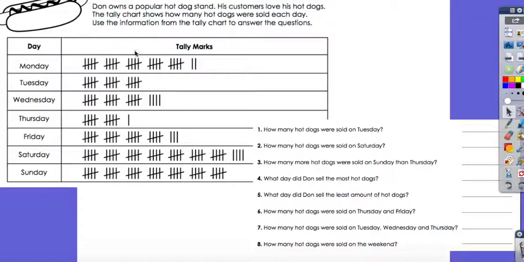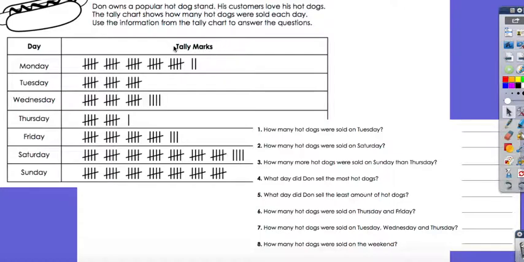So let's look at our tally chart right here. It says, Don owns a popular hot dog stand. His customers love his, let me turn the volume up. I hope you can hear me. His customers love his hot dogs. The tally chart shows how many hot dogs were sold each day. Use the information from the tally chart to answer the questions. Let's kind of look at it.